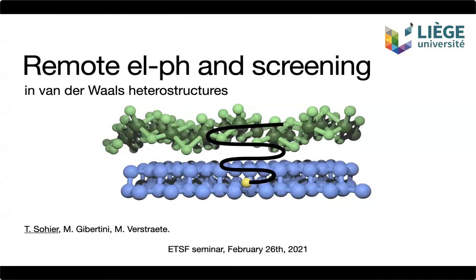So yes, as you said, I'll be talking about remote electron-phonon interactions and screening in van der Waals heterostructures. I tried to depict such an interaction here. You could have a phonon in one 2D material, one layer, and an electron in another. And there could be some interactions in between the two.